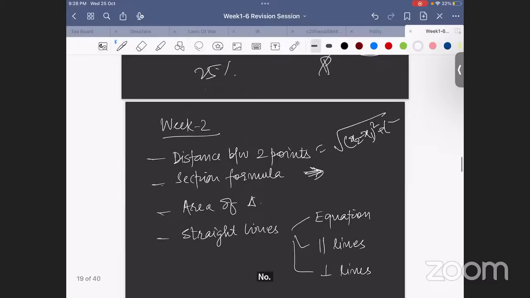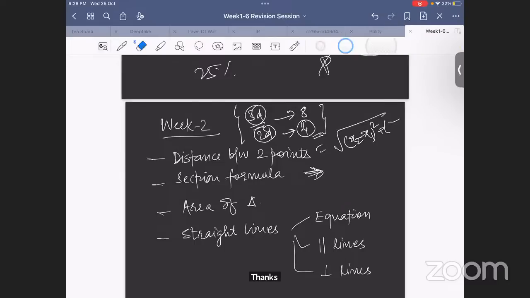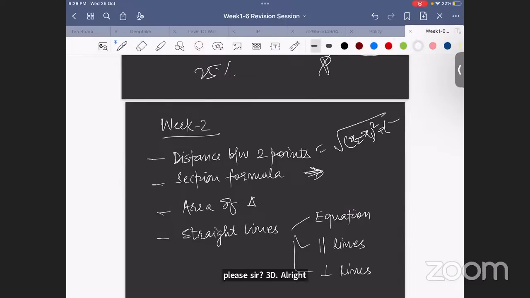Okay, how many quadrants are there in 3D? 8. And how many are there for 2D? 4. This you are already aware of, right? For 2D you are already aware, right? Yes, sir. So for 3D, one more dimension will be there. I'm writing on a paper. Is this 2D or 3D? 2D, correct?